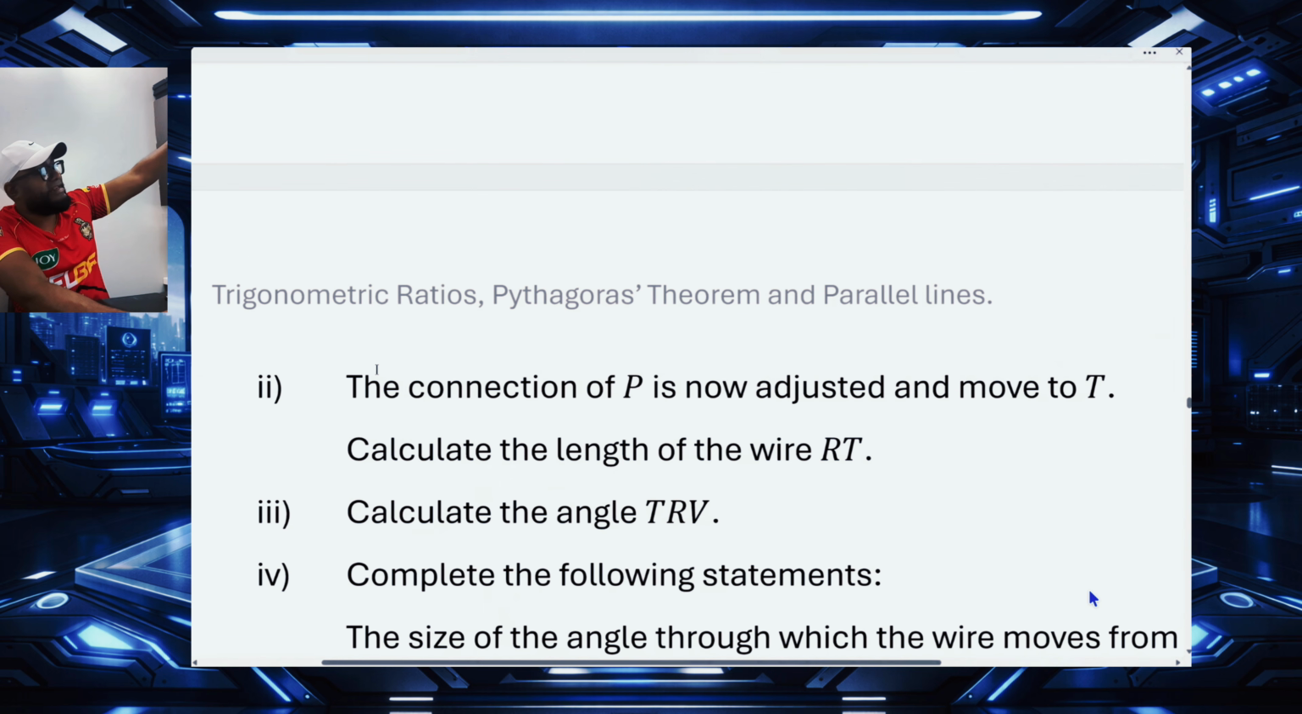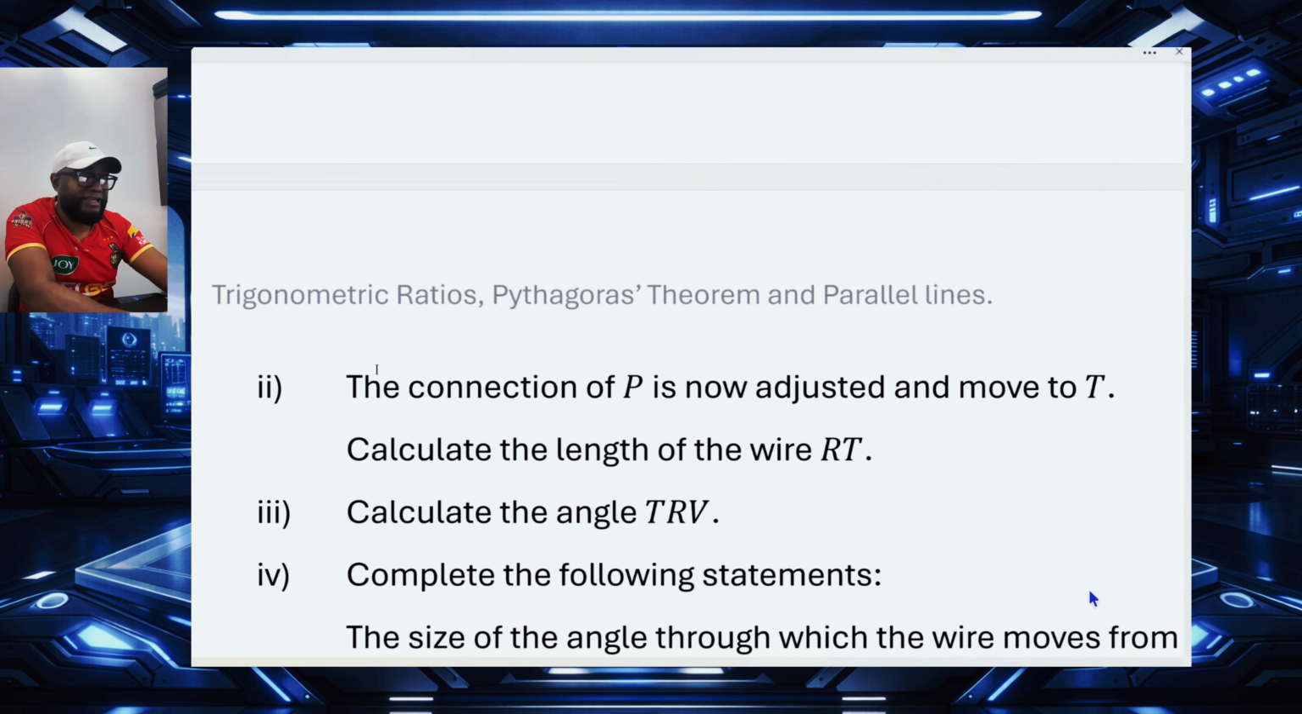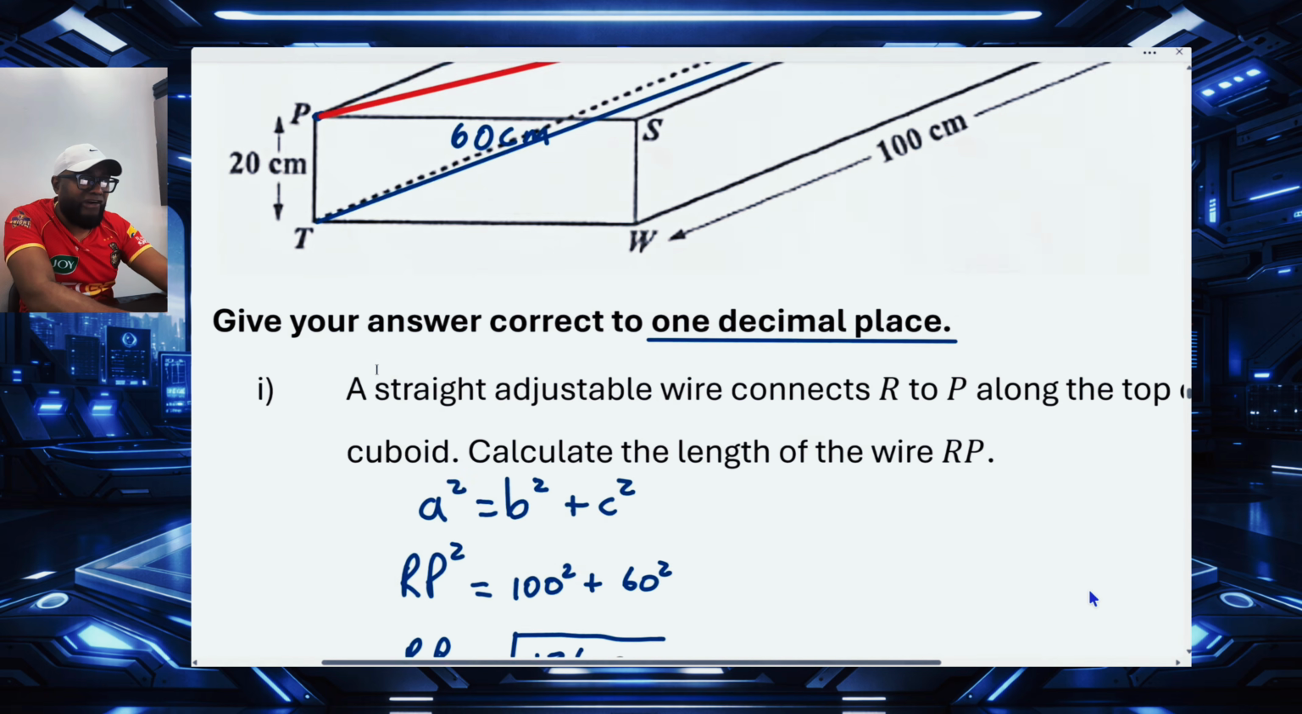they say calculate the length of RT. You move the connection from P, so it's like you disconnect the wire and you drop it to T. You move that wire to T. Calculate the length of the wire RT.